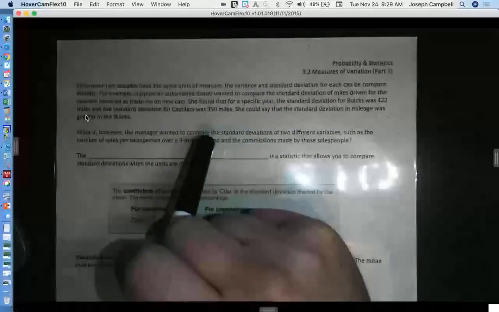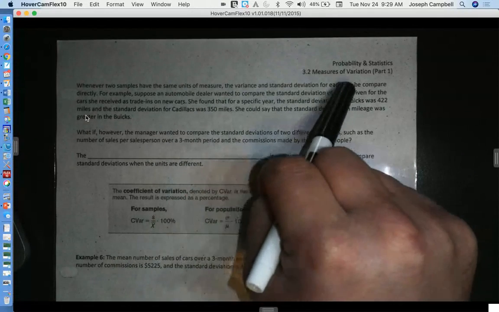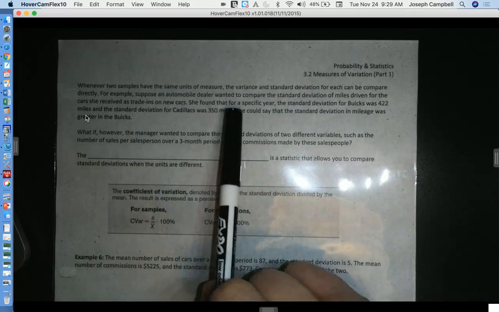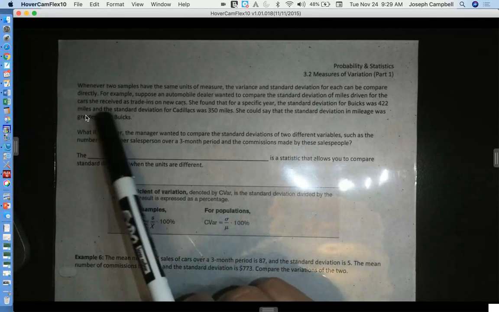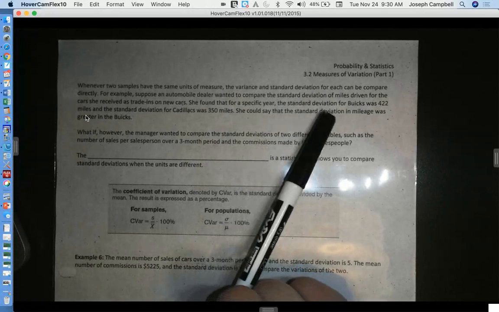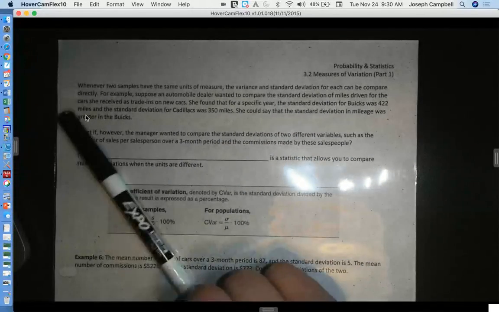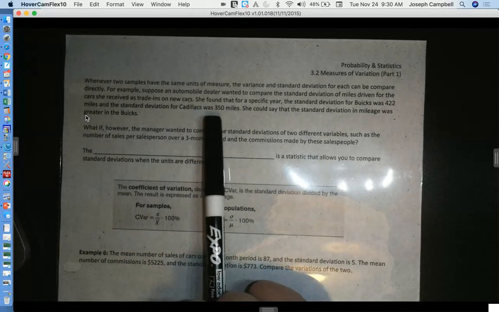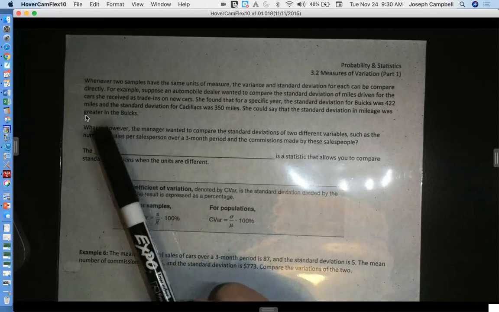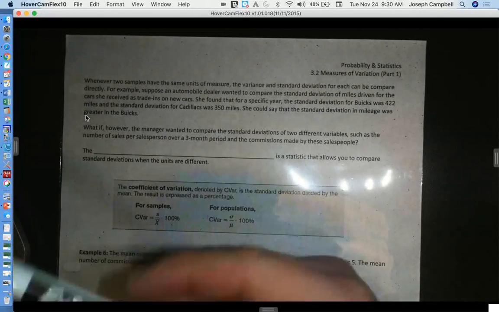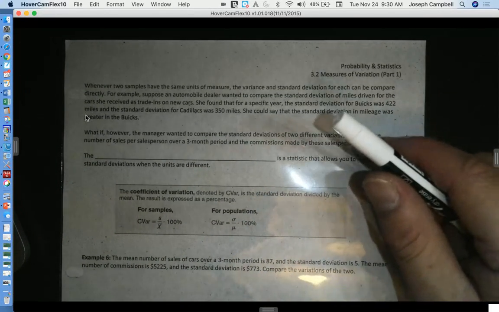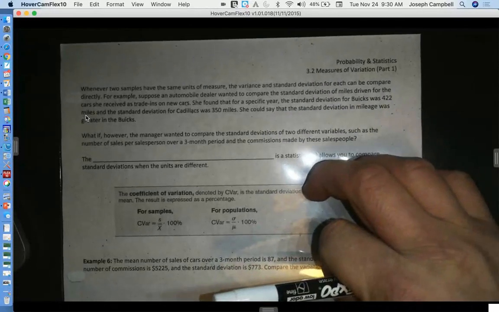So whenever two samples have the same units of measure, the variance or standard deviation for each can be compared directly. Okay. For example, suppose an automobile dealer wanted to compare the standard deviation of miles driven for the cars she's received as trade-ins on new cars. She found that for a specific year, the standard deviation for Buicks was 422 miles, and the standard deviation for Cadillacs was 350. She could say that the standard deviation in mileage was greater for the Buicks. She can say this because they're comparable, right? Buicks and Cadillacs, I mean, they're just talking about cars and trade-ins for a specific year, right? So a lot of things are being held constant.